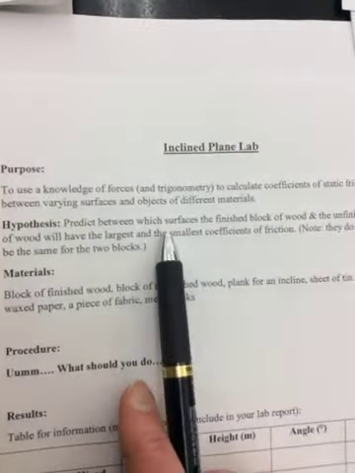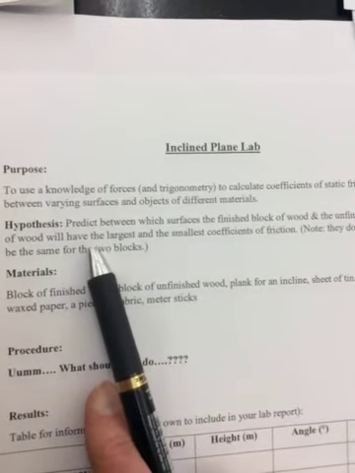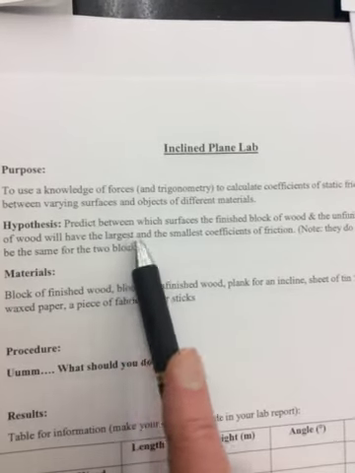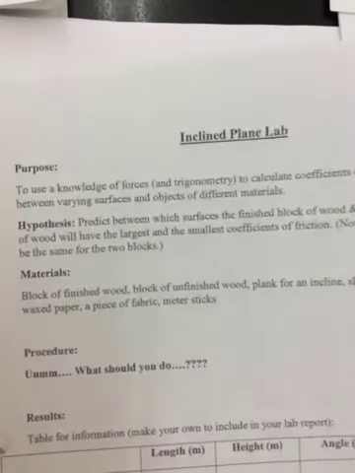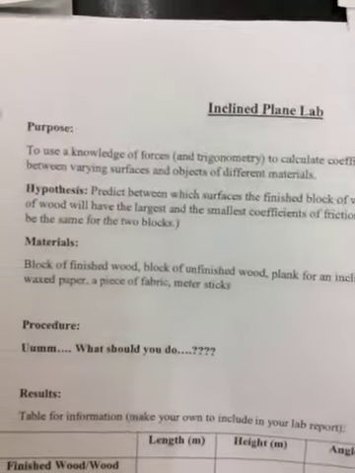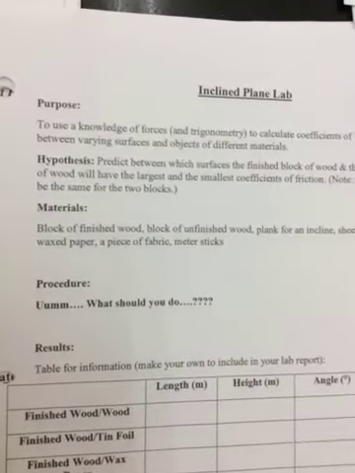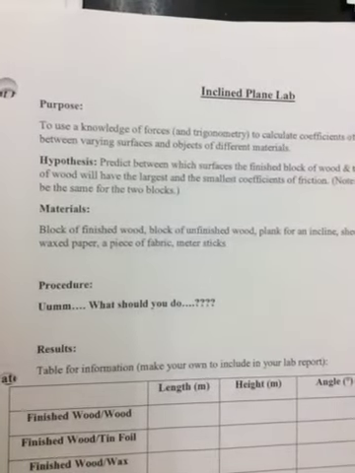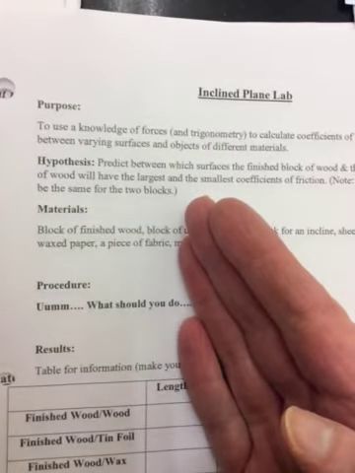So here on the lab, I told you what I want you to predict, which for the unfinished block and for the finished block, which surfaces do you think would have the smallest coefficient of friction and which would have the largest for each block. And again, it says they don't have to be the same for the two blocks, but more important for me, it doesn't have to be right. So no stressing. If you made the prediction, you did the lab, and they were wrong, you don't lose points for your hypothesis being incorrect.